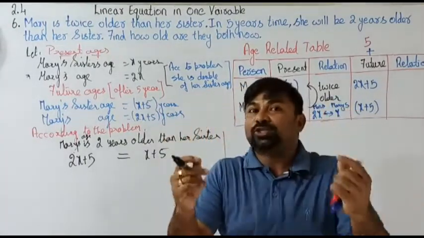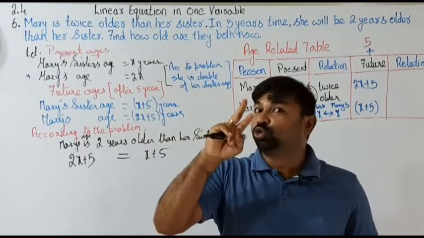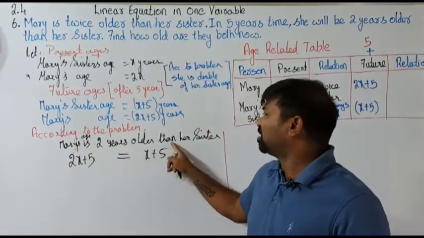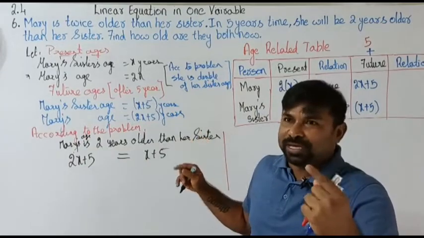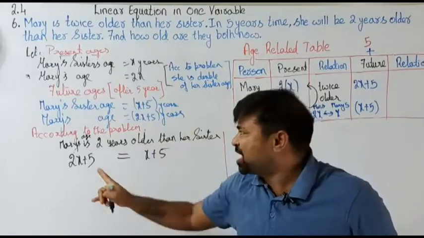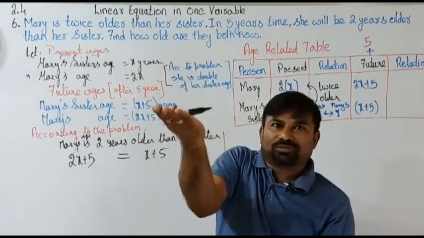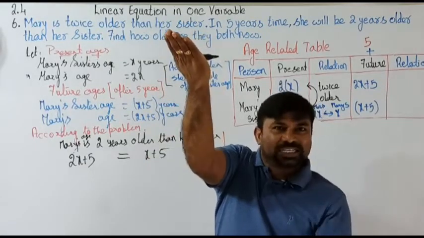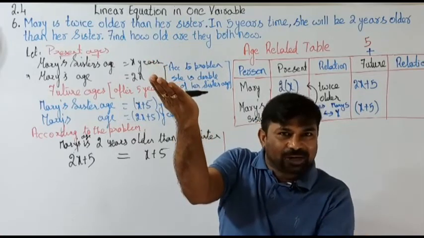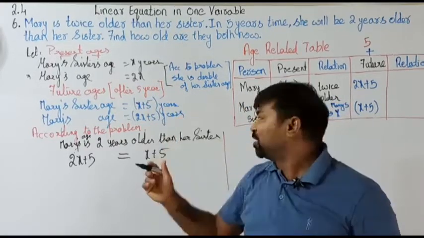Now, after 5 years, who is more? Mary's age is 2 years older than her sister after 5 years. Means Mary is more. But to make them equal, as she is more by 2 years, the sister's age is less by 2 years. So if I add 2 to Mary's sister's age, they both become equal. This is the trick you have to remember.